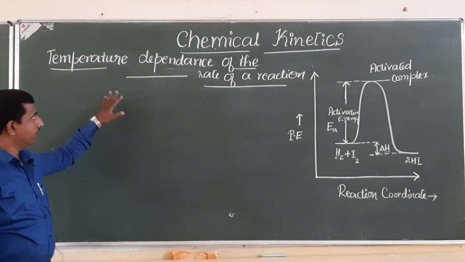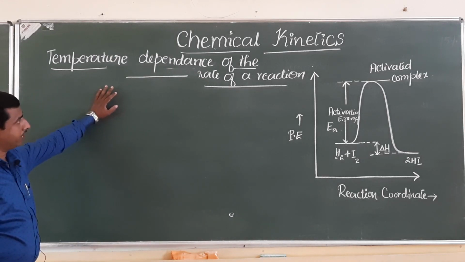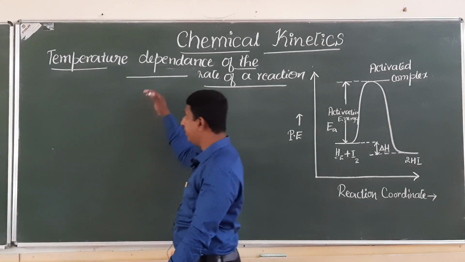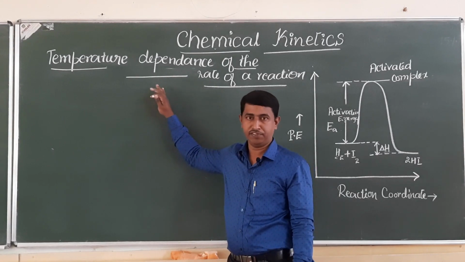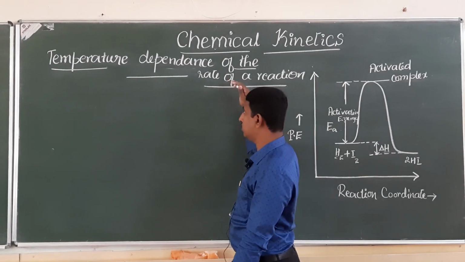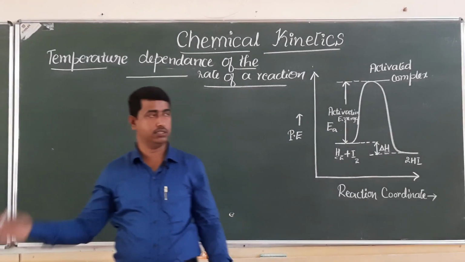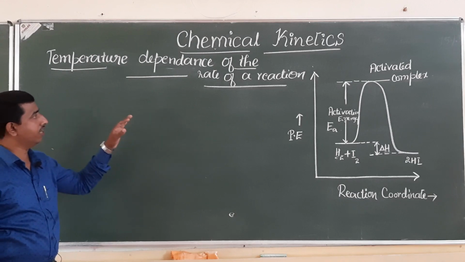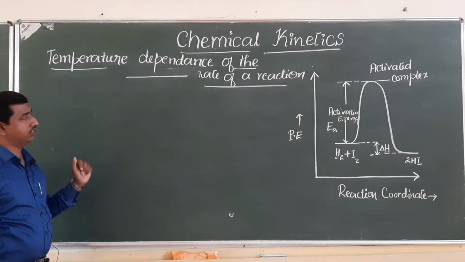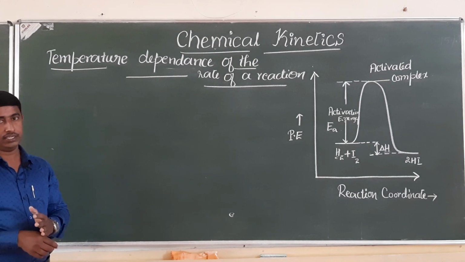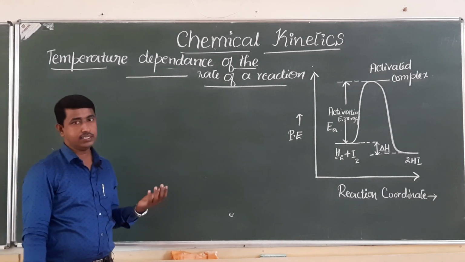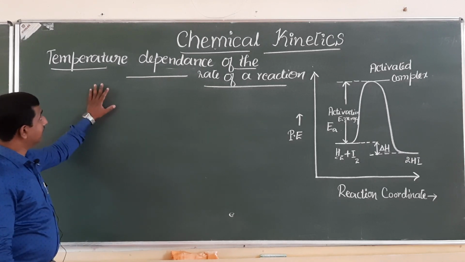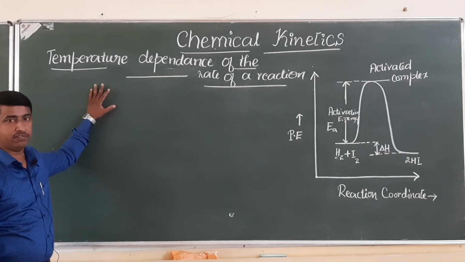See, in today's class, we are going to discuss temperature dependence of rate of a chemical reaction, or we are going to explain effect of temperature on the reaction rate. Now, what is the effect of temperature on the reaction rate? How does temperature change the reaction rate? See, increase in temperature increases the rate of a reaction. In a chemical reaction, when we increase the temperature, rate of a chemical reaction also increases.